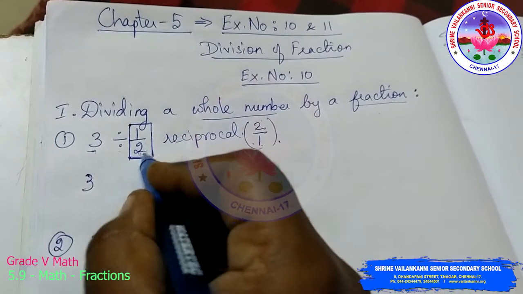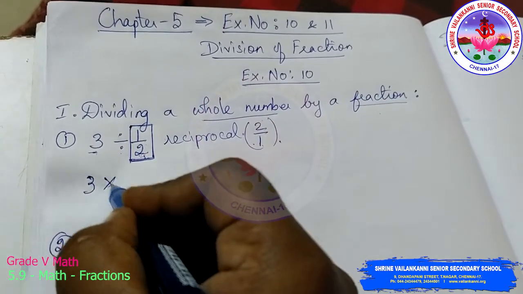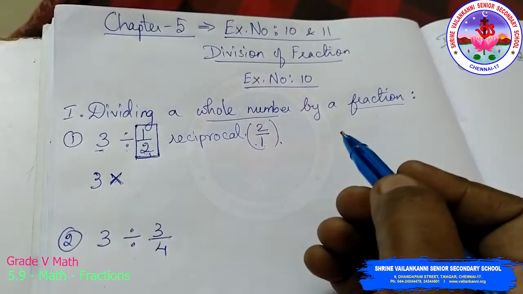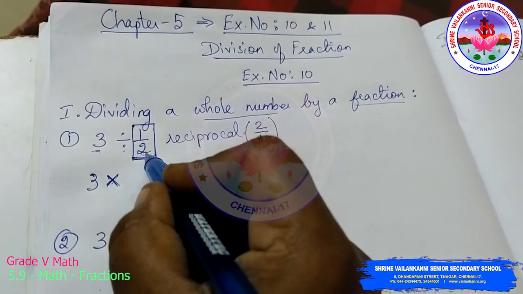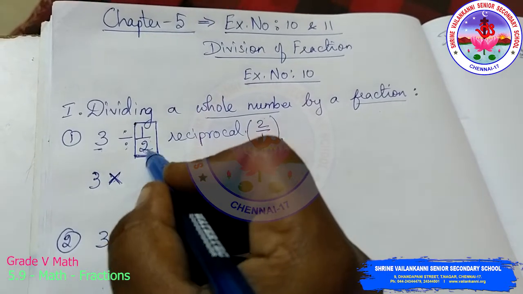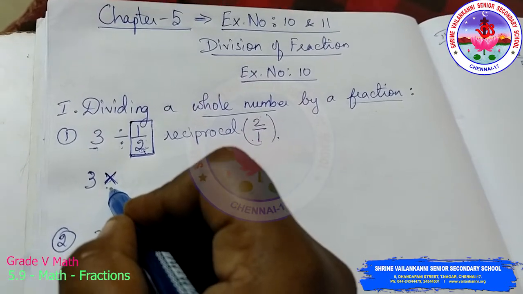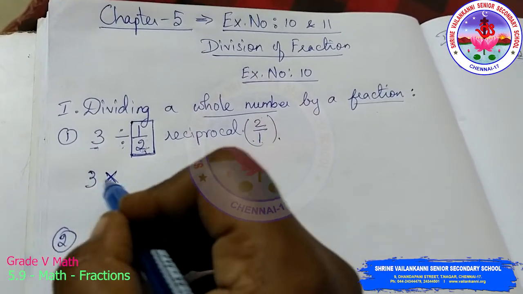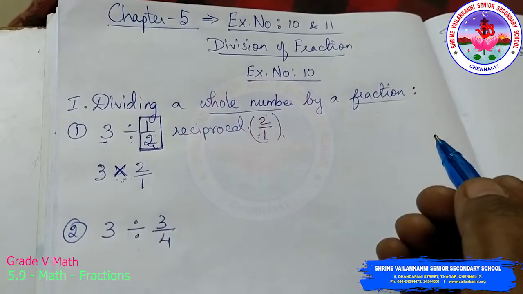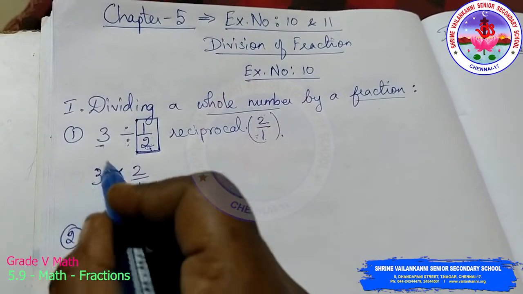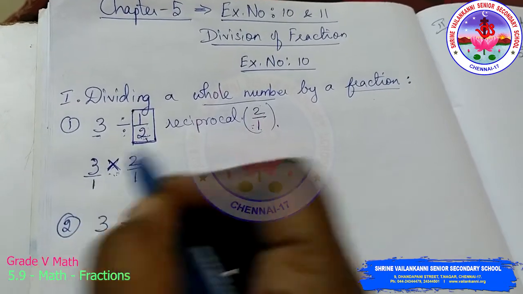When you do this reciprocal, automatically this division symbol will become a multiplication symbol. To make this division symbol into multiplication, we are doing this reciprocal. So now 3 into, what is the reciprocal value? 2 by 1. I told you all whole numbers have denominator 1, you can consider it as 1.